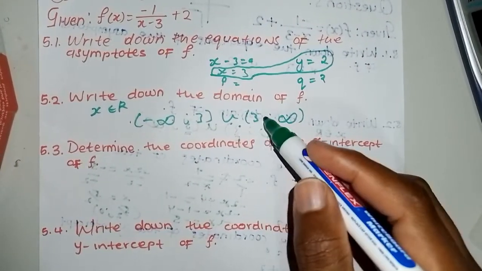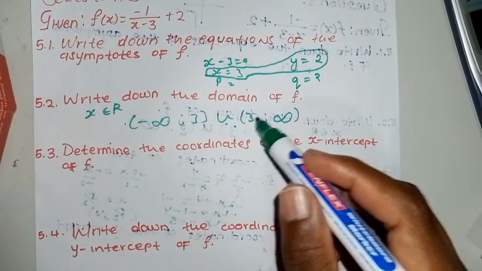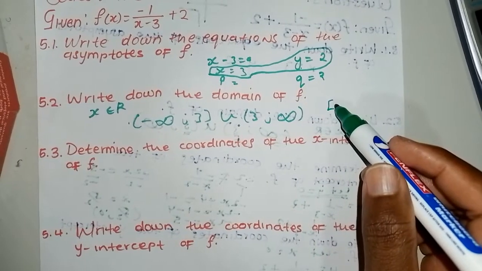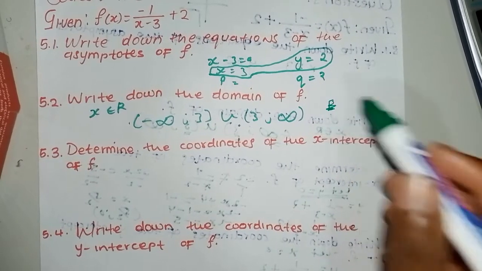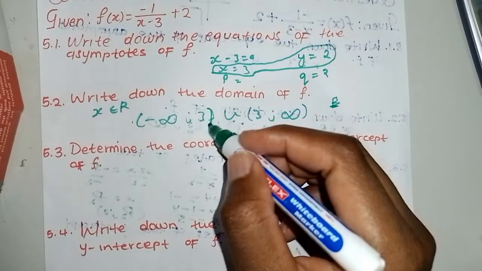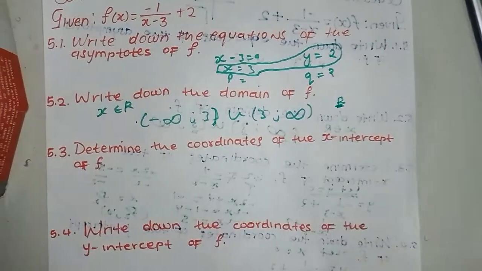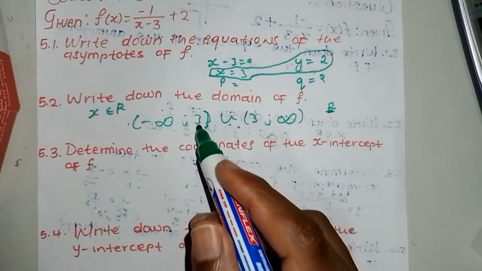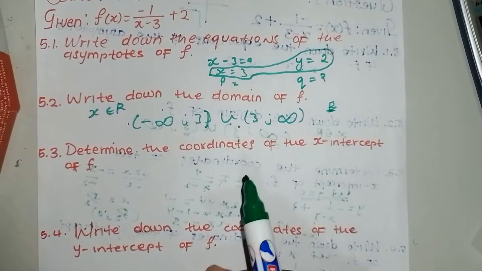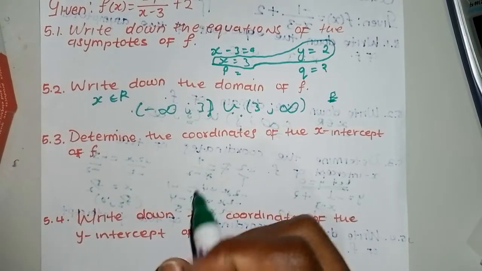If I use the square bracket, what I'm trying to emphasize is that my graph starts at 3. Whenever I use this, I'm trying to emphasize my graph will start at 3. Now, in this case, if I use the round brackets, I'm telling you that my graph will never touch 3 and will never touch negative infinity and positive infinity.